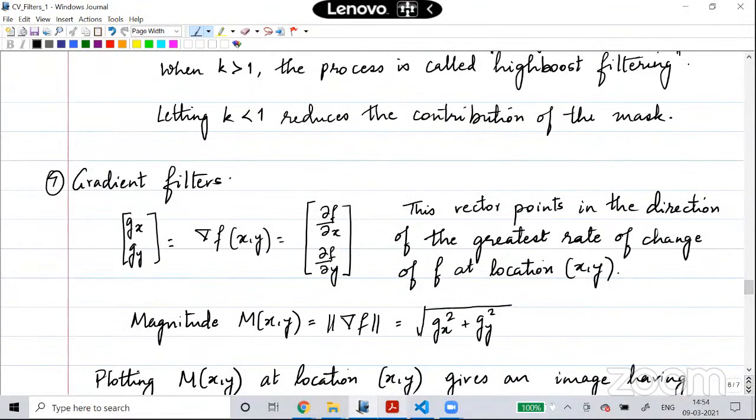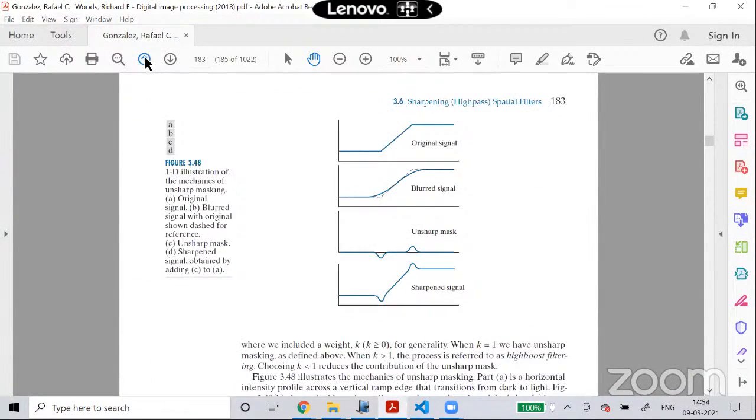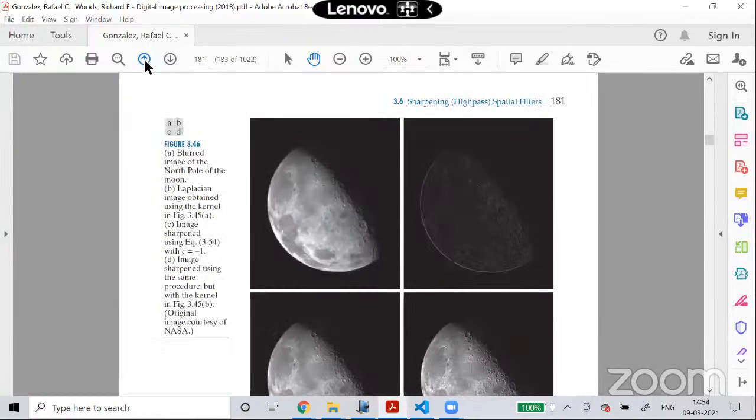Okay, so here in the book there were some images. This is a blurred image of the moon. And this is what the Laplacian looks like. The Laplacian, if you remember, is convolving with that kernel 0, 1, 0, 1, minus 4, 1, 0, 1, 0. So convolving this image with that kernel will give something like this.